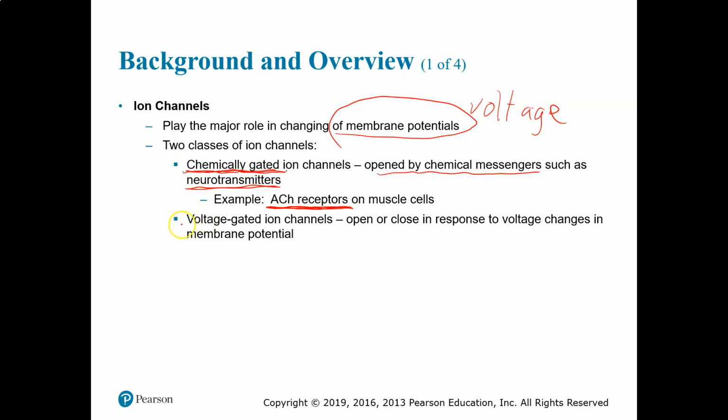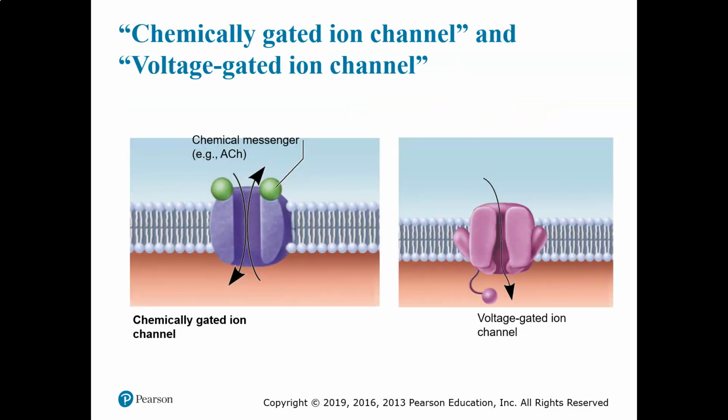All right, then there's voltage gated. That means the ion channel will open or close in response to changes in voltage or membrane potential. So a chemically gated ion channel works like this. If the chemical messenger ACh is this green molecule right here, and it binds to that channel, the channel opens and allows ions to move through it. If it's a voltage gated channel, then the channel will open in response to a voltage change.